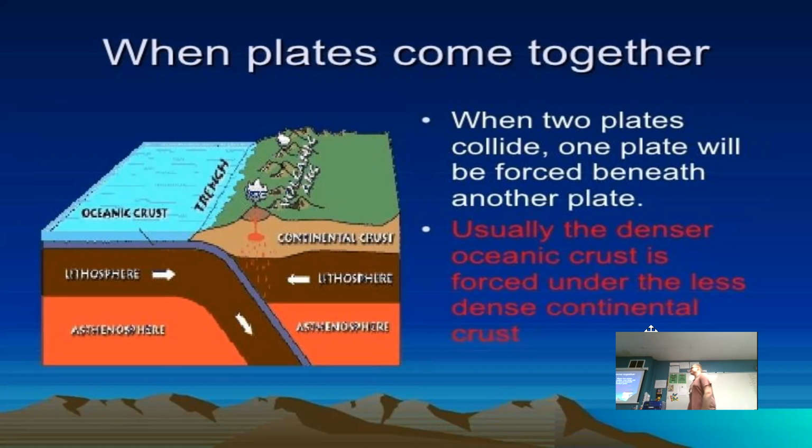So which plate is forced underneath which? Which one's going to be below? Which one's going to be on top? Elijah? Continental will be on top and the oceanic will be on the bottom. Yep. Continental crust will be on top. Oceanic crust will be underneath. Good. So usually the more dense oceanic crust, or sorry, it does say denser. Usually the denser oceanic crust is forced under the less dense continental crust.